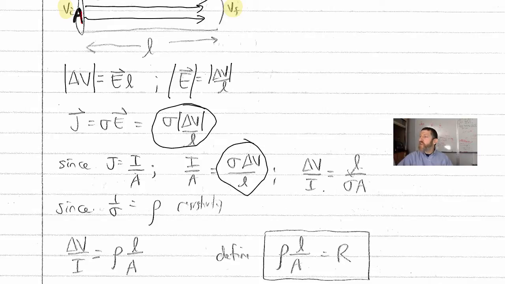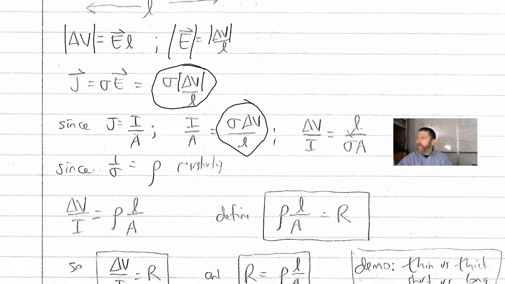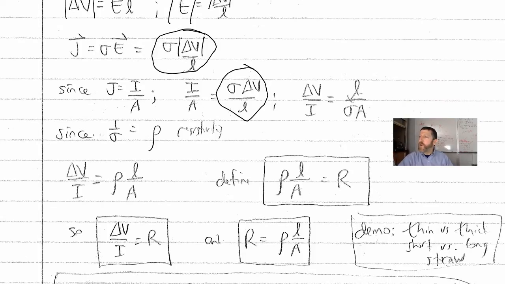And then I can just solve for delta V over I. It is the length over sigma times A. Because 1 over sigma is the resistivity, here's what we get. And this is kind of the bottom line: delta V over I is equal to that right there. Rho times the length. Rho is the resistivity. This is the length of our section. This is the cross-sectional area.